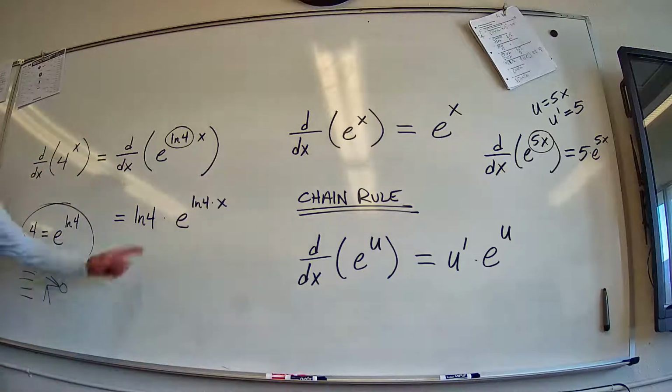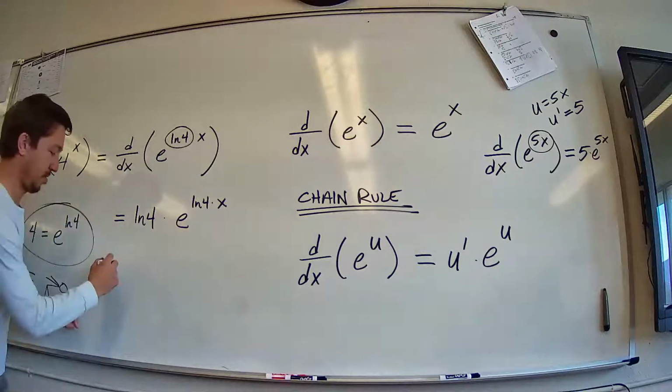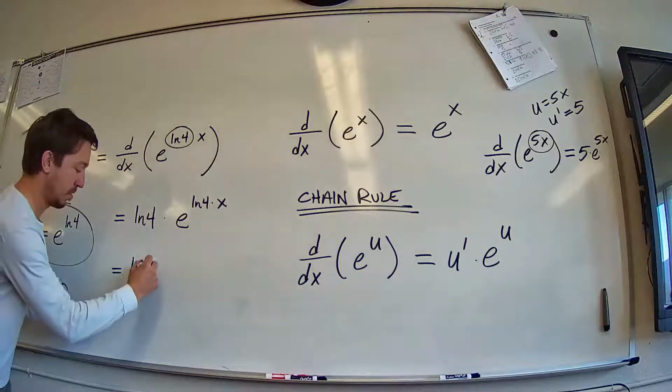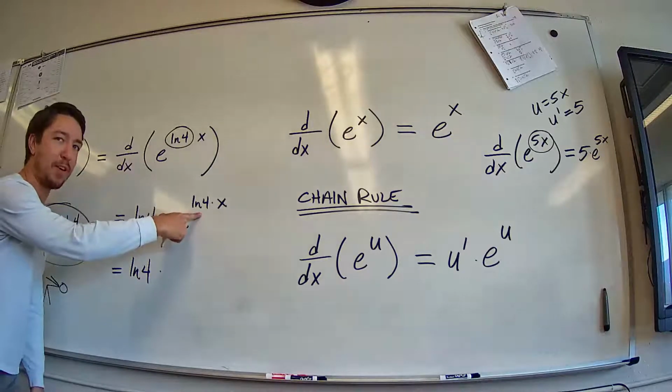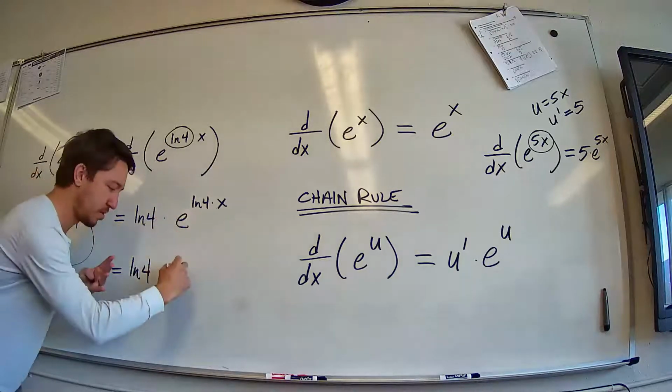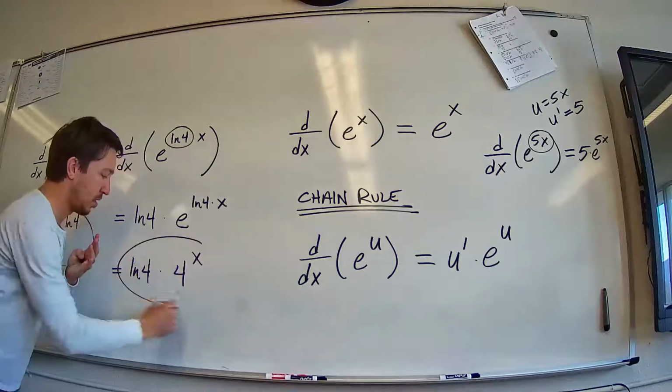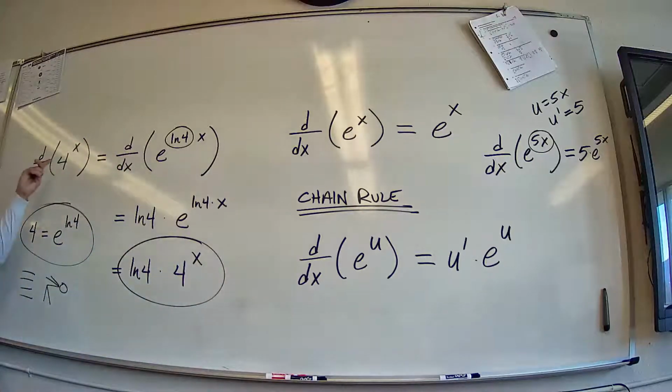But wait a second. What's that? What's e to the natural log of 4 power? It's 4. You can use that. Look, see? Do you see?